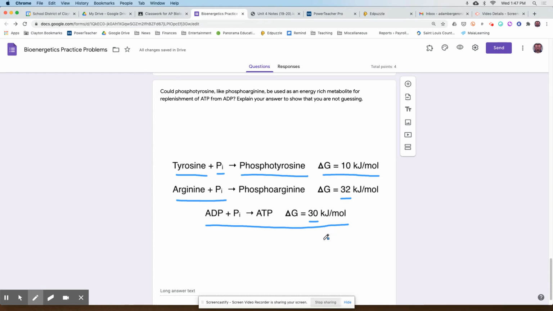But the question is asking us to consider, could phosphotyrosine be used as an energy-rich metabolite? Well, if we're going to use phosphotyrosine, we're going to need to flip that top reaction around. So I'm going to abbreviate phosphotyrosine going to tyrosine plus phosphate. So I'm breaking it down. It's going to change my delta G value from positive 10 to negative 10. Okay, so it's an energy releasing process.